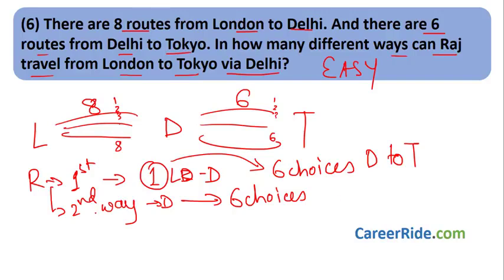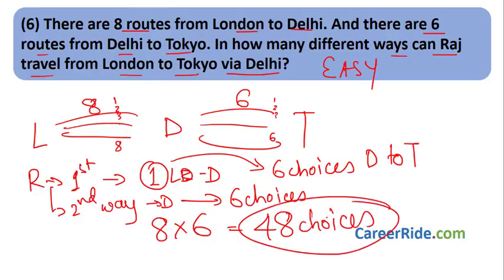So for every one of the 8 ways from London to Delhi, Raj will have 6 choices. That means for each way Raj will have 6 choices, that is totally 48 choices, and this is nothing but the number of different ways in which Raj can travel from London to Tokyo via Delhi. You can count it. Let us see how.